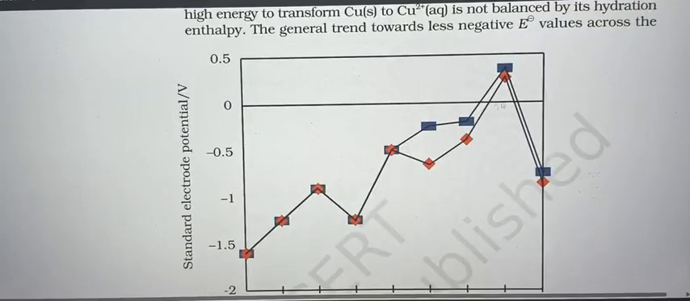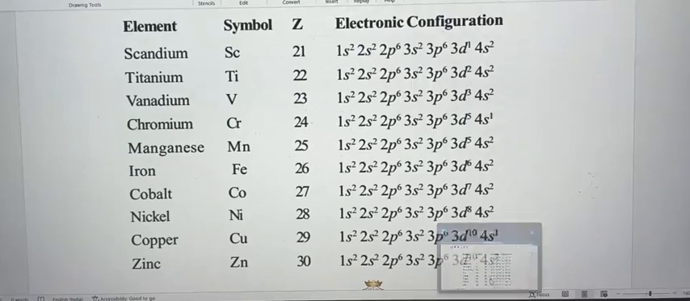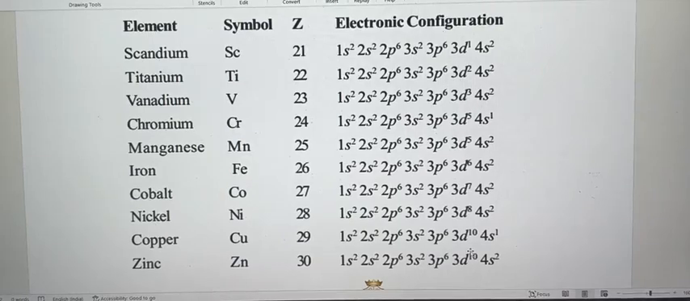Same with zinc also, it is coming down. For copper, it has raised so much, and for zinc, again, it is dropping down below. Why is that? For zinc, also consider 2 plus, d orbital completely filled. So if you consider the d orbital, it is completely filled, more stability is there. That's why zinc doesn't prefer it.